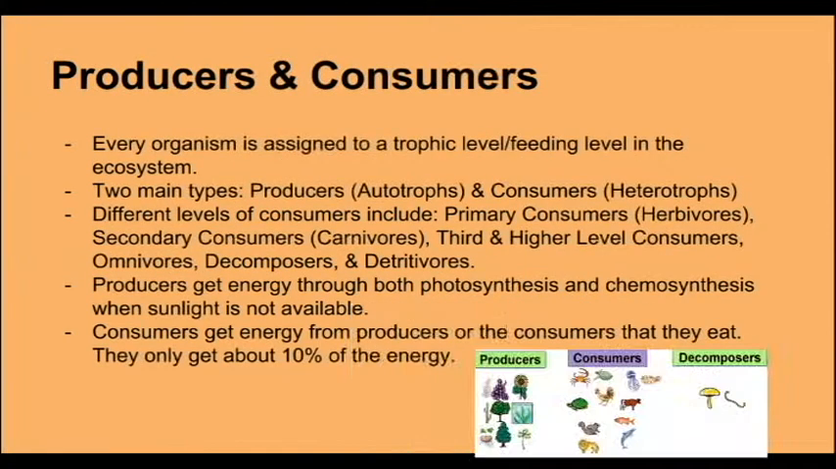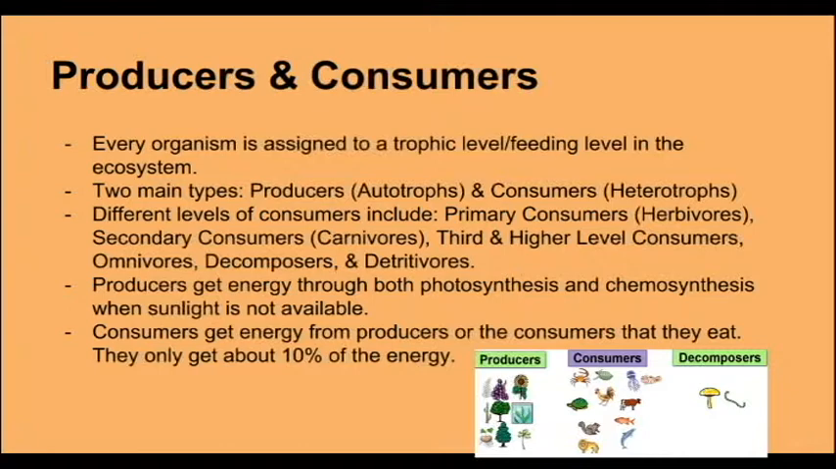So every organism is assigned to a trophic level or feeding level in the ecosystem, and there are two main types. They're separated into producers, who are autotrophs, and consumers, who are heterotrophs. These different levels of consumers include primary consumers, usually herbivores, secondary consumers, usually called carnivores, and third or higher level consumers, which comprise omnivores, decomposers, and detritivores.